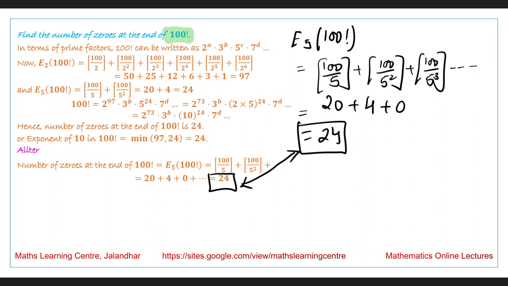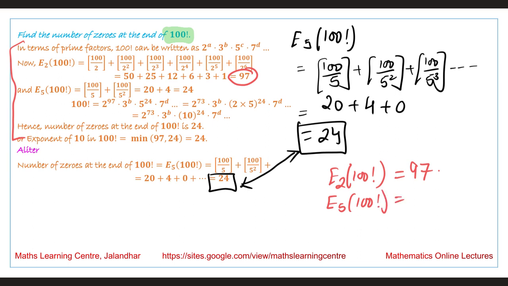How we are getting this answer, we can see from these terms. If we calculate the exponent of 2 in 100 factorial, the answer is 97. If we calculate the exponent of 5 in 100 factorial, the answer is 24. It means we can write 100 factorial as 2 raised to the power 97 into 3 raised to some power into 5 raised to the power 24 into 7 raised to some power, and so on. We are talking about the prime factorization here.